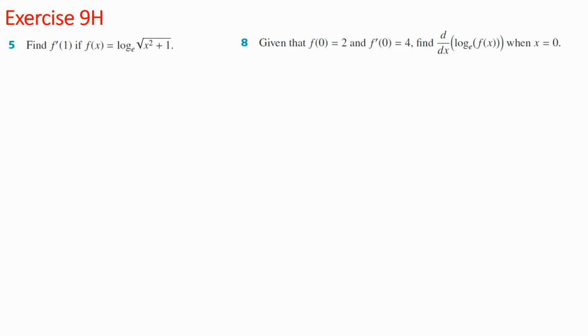So question 8 is a nice one. Reading the question: given that f of 0 equals 2, knowing what that actually means.